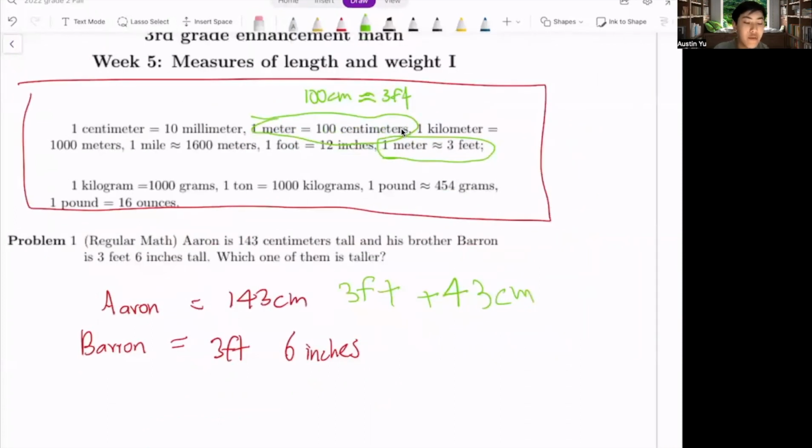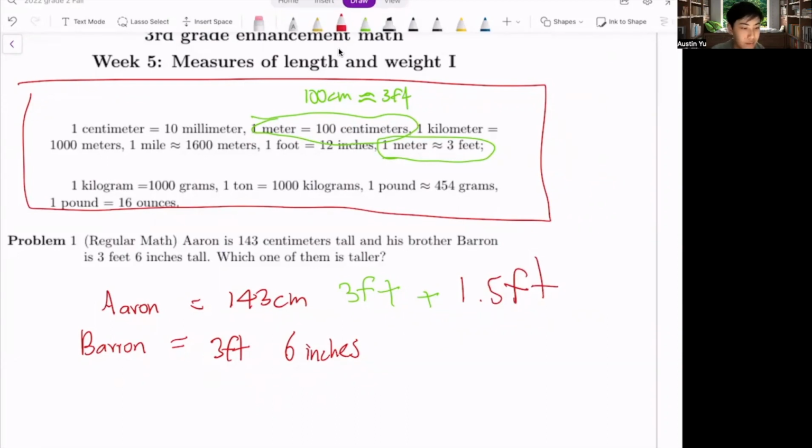Well, as we see, 50 centimeters is roughly around the same as half a meter, while Baron is 6 inches, which is roughly around 1/2 of a foot. As we see, 43 centimeters is almost half of 1 meter, and 1 meter is about 3 feet. So Aaron is just 3 feet plus 1.5 feet. So 1.5 feet, we write it as 1.5 feet. While Baron, it's 6 inches. 6 inches is just half of a foot. So we write that as 1/2 of a foot.